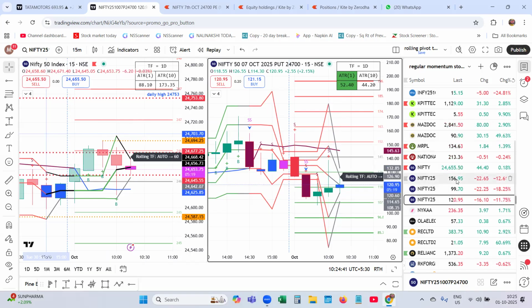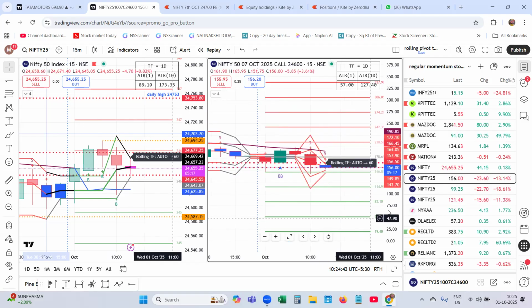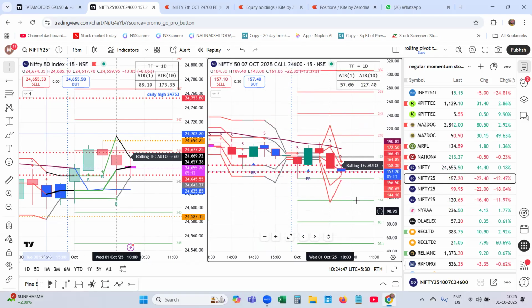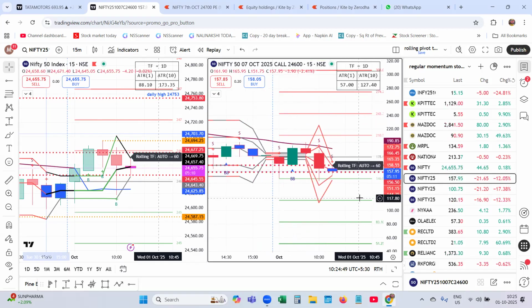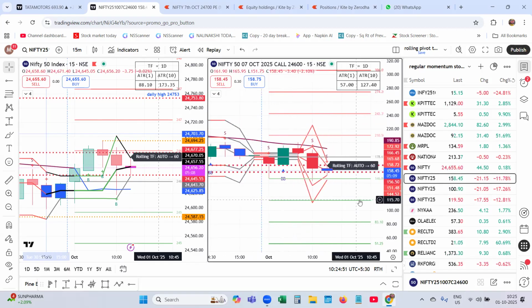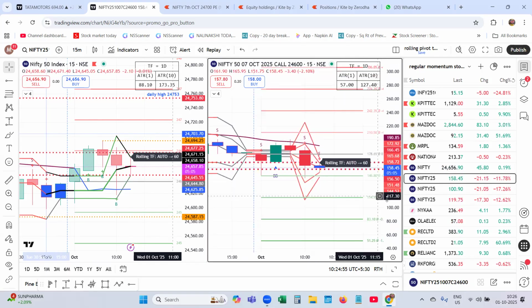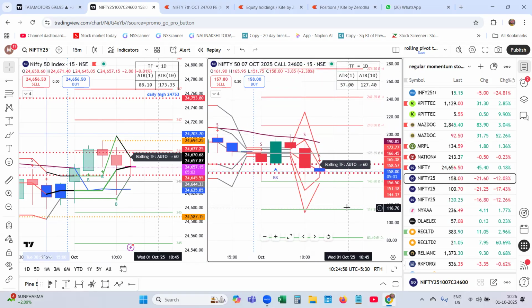You are not seeing buying on the call option or otherwise on the put option. So this is a very interesting thing, and this indicator is so sensitive. It is telling you don't buy the call option. Do not be the buyer on the call option or on the put option. You are going to lose money.